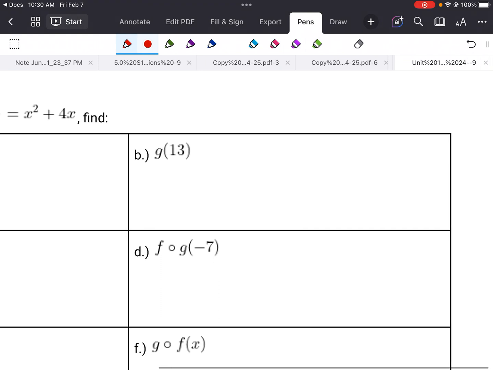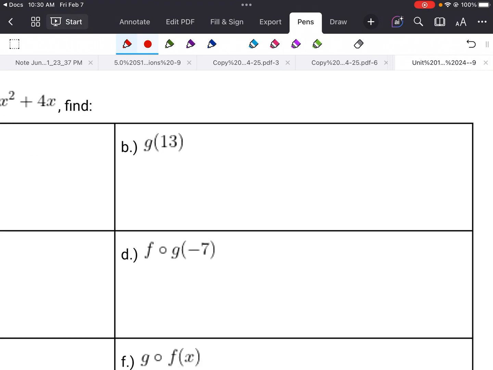Okay, B, now we're looking at the g function, and the x is 13. Our g function is x squared plus 4x, so we will have 13 squared plus 4 times 13. 13 squared is 169. 4 times 13 is 52, and when we add those together, we get 221.